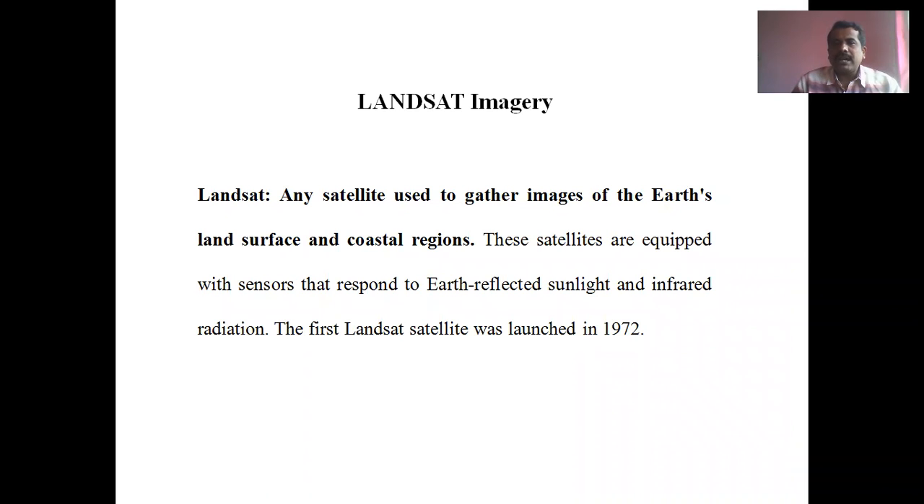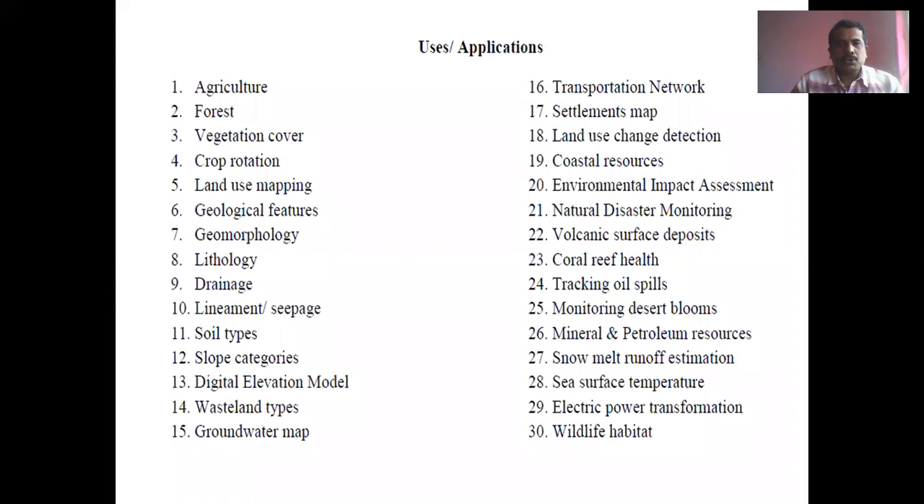So next, let us move on to Landsat imageries. We have different types of imageries, but particularly we are talking only about Landsat imageries. Different satellite imageries have different purposes. Landsat is a satellite used to gather images of the Earth's land surface and coastal regions. These satellites are equipped with sensors that respond to Earth-reflected sunlight and infrared radiation. This is the particular information about Landsat. The first Landsat satellite was launched in 1972.